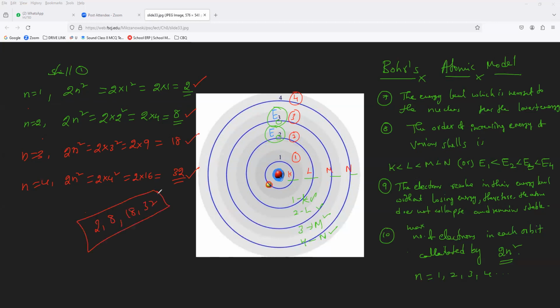This is the maximum number of electrons arranging in each shell of the orbits. That is what you have to remember. So anybody having any doubt, please let me know. This is all about it. Are you all clear, guys? Everybody?